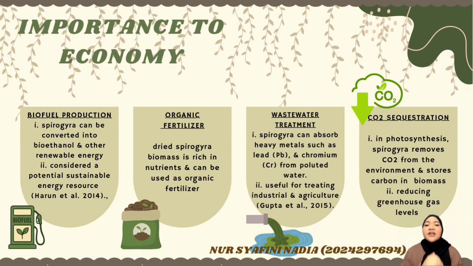Second, it has a direct application in agriculture as organic fertilizer. Once Spirogyra has dried, its biomass is incredibly rich in essential nutrients. When processed, it serves as an eco-friendly organic alternative to chemical fertilizer, helping to enrich soil health naturally.